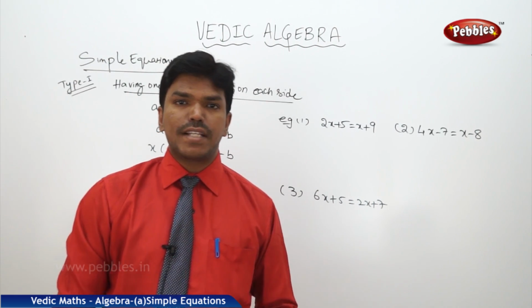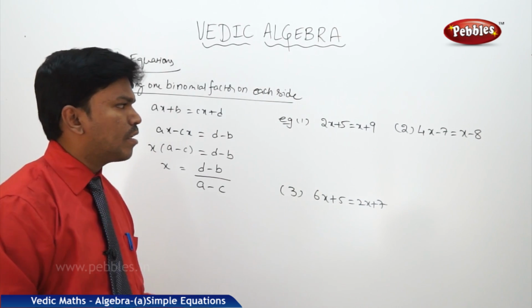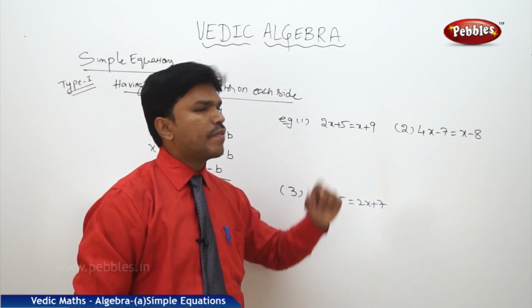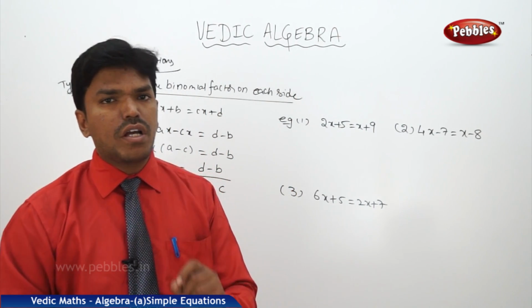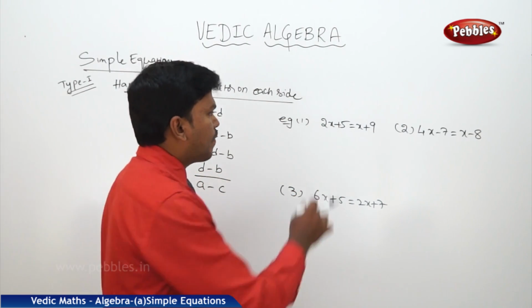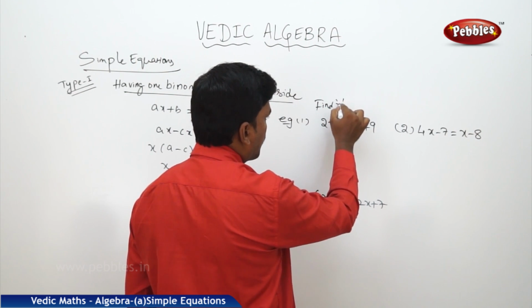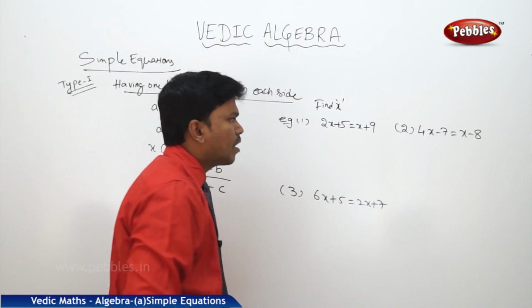Let us now solve examples of the first type of equation. Okay, let us take an example: 2x plus 5 equal to x plus 9. I want to find the x value of this equation.